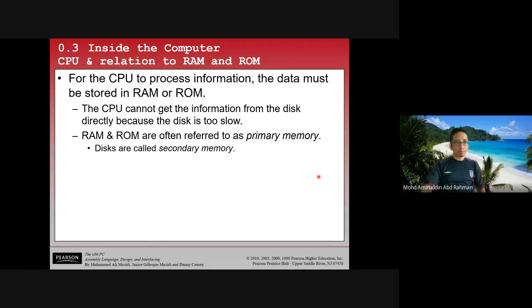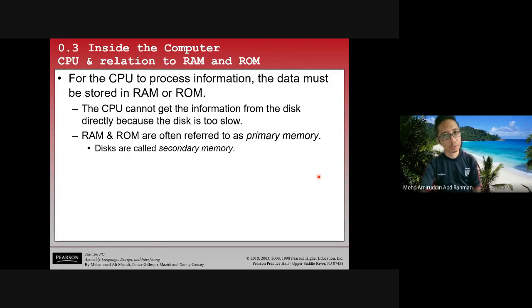Okay, we need to define the relationship of the CPU to the RAM and ROM. So for the CPU to process information, the data must be stored in RAM or ROM. And the CPU cannot get the information from disk directly because the disk is too slow.